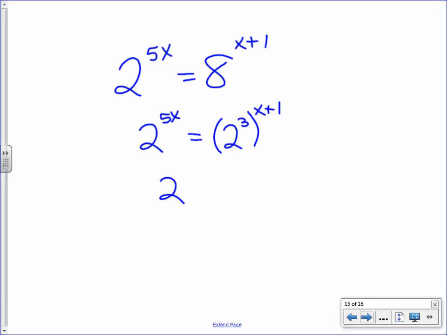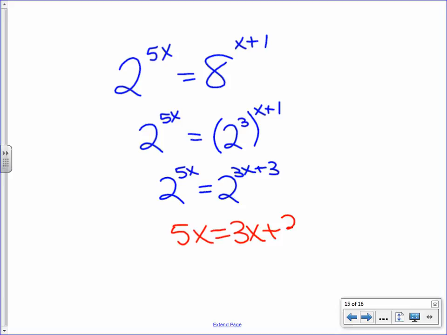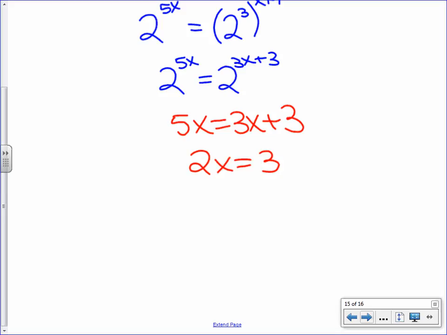Okay? Which means we have 2 to the 5x equals 2 to the 3x plus 3. And how can that be helpful? Okay, if I have 2 to the power equals 2 to the power, what must be true about our powers? They should be equal, right? If our bases are the same, our power should be the same if we have equality. So 5x equals 3x plus 3, which means x is 3/2. Okay? So if you have something to a power equals something to a power, if you can rewrite them so they both have the same base, then their powers should be the same, right?